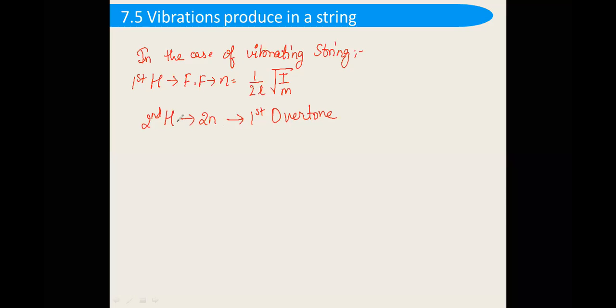But 2n is present in the derivation. After that we get the third harmonic, 3n, which will be called the second overtone. First overtone means n1, second overtone means n2. What are we getting here? The second harmonic, 2 into n, and the third harmonic, 3 into n. The third harmonic means the third integral multiple of the fundamental frequency.